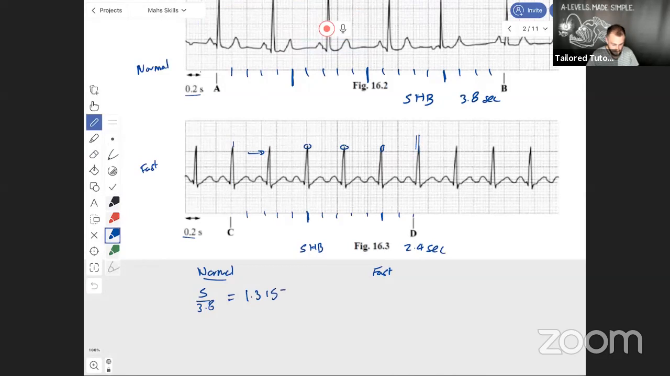1.3157 8... I'm going to keep that on my calculator. You don't want to be rounding any figures at this point. And for the fast one, you've got 5 beats in 2.4 seconds, which gives you 2.083 recurring beats per second.